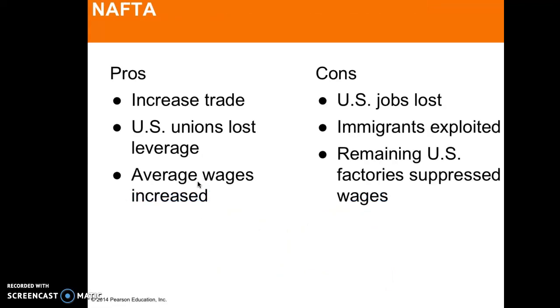NAFTA really allowed this to happen because there were no tariffs or taxes placed on the products produced in Mexico as they're sent back to the U.S. So if you hear someone talking about taxing automobiles that are made in Mexico and shipped back into the U.S., that would be a violation of NAFTA. And there's a lot of good things about NAFTA. So NAFTA increased trade between the U.S. and Mexico, between the U.S. and Canada, and really across all three nations.